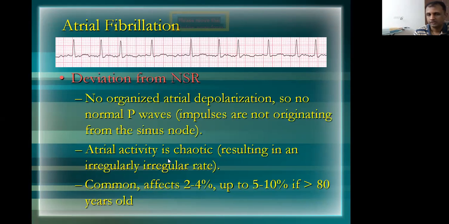So it's chaotic. When you feel the pulse, it will be irregularly irregular, and it's quite a common problem which we see quite often in our practice, especially in the setting of mitral valve disease and rheumatic heart disease. But we are not seeing a lot of cases these days because of the advances in treatment, and rheumatic fever is managed, and the cases have decreased very much compared to when we were doing MBBS a few years ago.